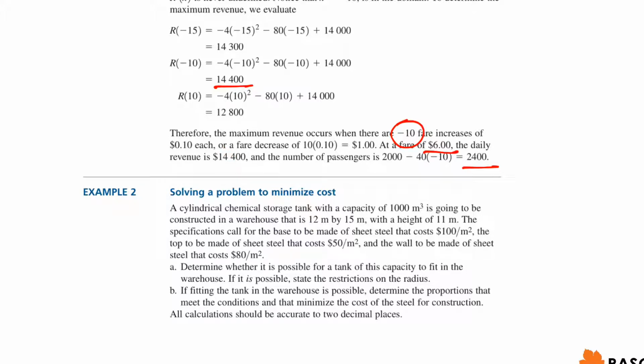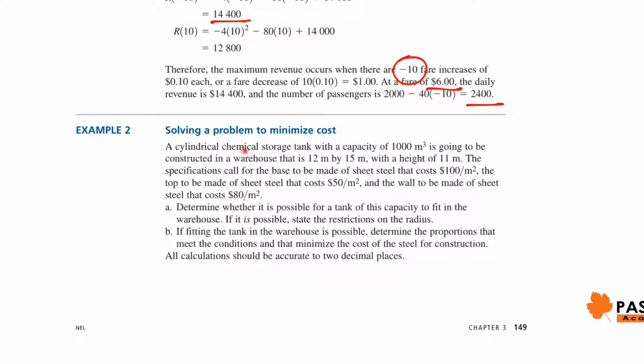Next example. A cylindrical chemical storage tank with capacity of 1,000 meters cubed is going to be constructed in a warehouse that is 12 meters by 15 meters with the height of 11 meters. The specification called for the base to be made of sheet steel that costs $100 per meter squared, the top made from steel that costs $50 per meter squared, and the wall to be made of sheet steel that costs $80 per meter squared. Part A, determine whether it is possible for a tank of this capacity to fit in the warehouse. If it is possible, state the restriction on the radius.